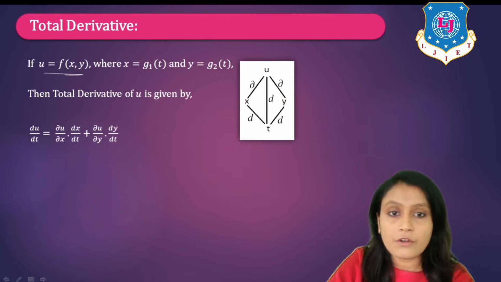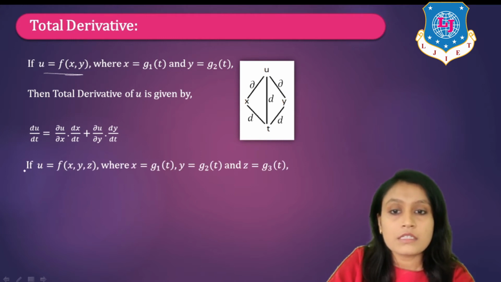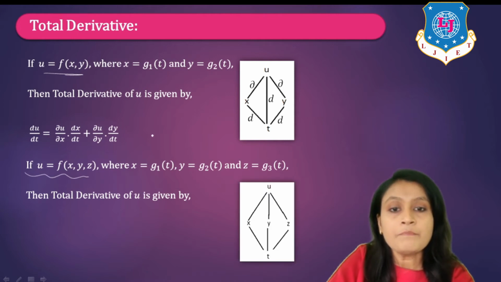So the formula to find du by dt is what? Firstly we will go from this path, that is u to x and then x to t. So what you will get? del u by del x into dx by dt plus, now u to y and y to t, so we will write del u by del y into dy by dt. Correct? Now suppose u is a function of x, y, z, and these x, y and z are functions of t. Then the total derivative of u will be given by this.